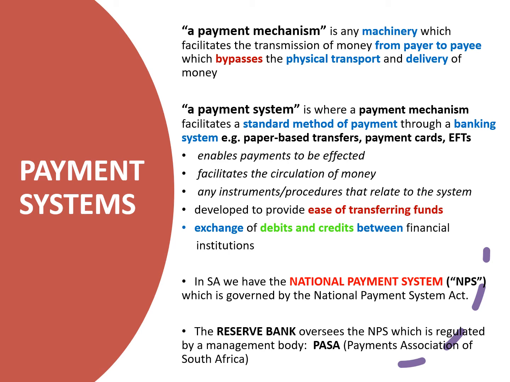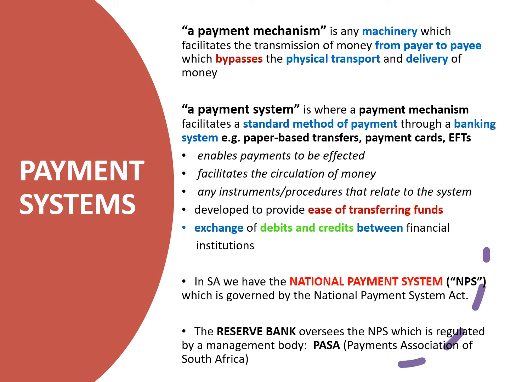Another system of payment is payment cards, and remember, under cards we have different mechanisms of payment. So you have a debit card, you have a credit card, and so on. And then another system is the electronic funds transfer system. All these systems enable payment to be effected, obviously without it being a cash payment. It facilitates the circulation of money, and it refers to any instruments or procedures that relate to the payment system.